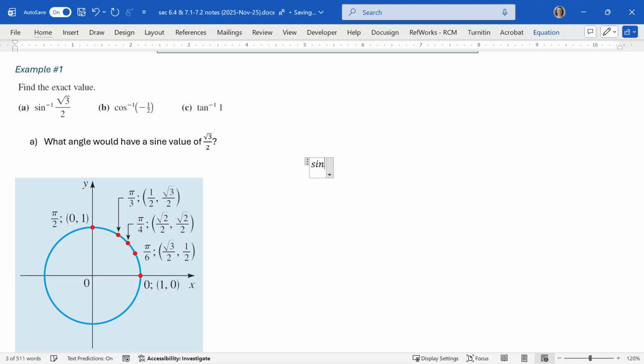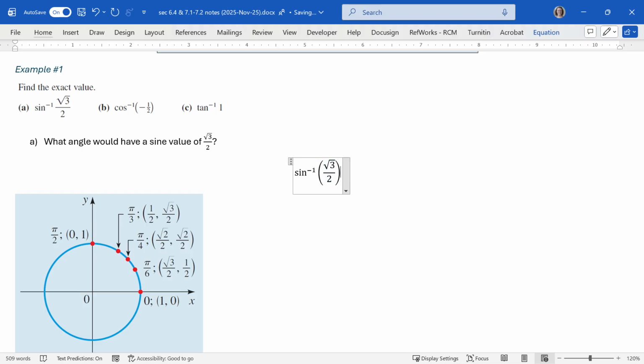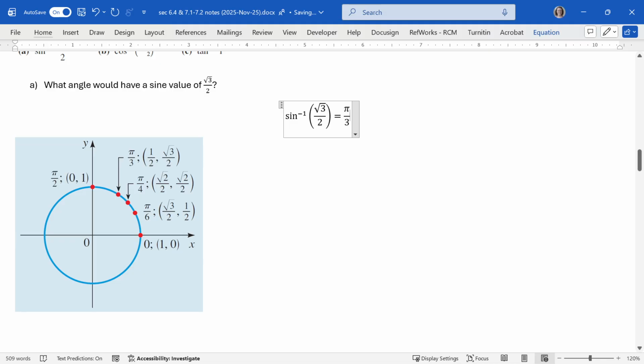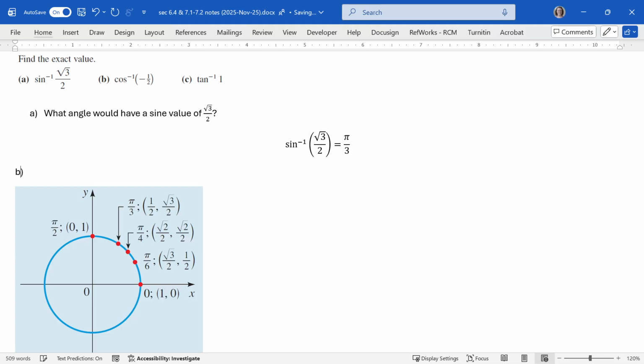And that means that sine inverse of, I'm going to put mine in parentheses, square root of 3 over 2 equals pi over 3. By the way, if they don't tell you what form to put your angle in, like radians or degrees, in math you should assume that they probably want radians because that's a more natural angle measurement. Okay, let's do the next one.